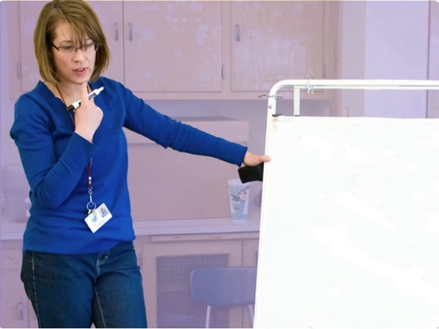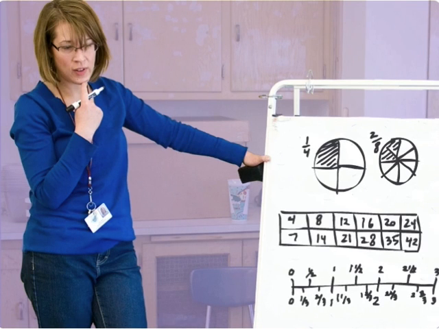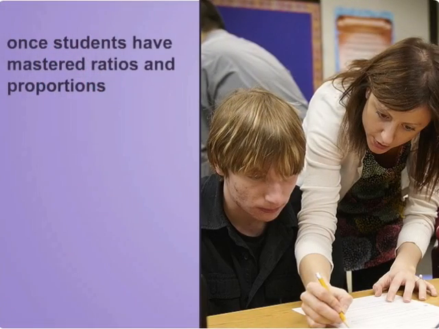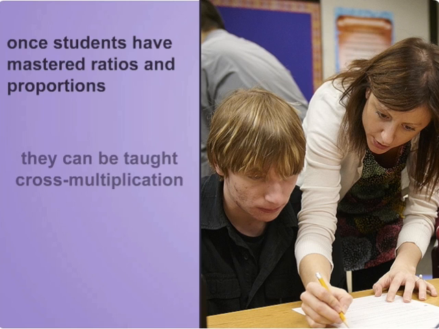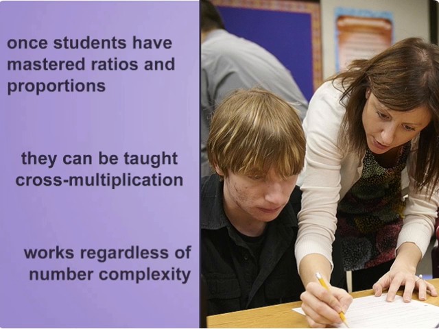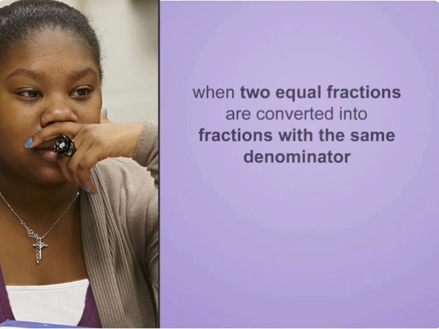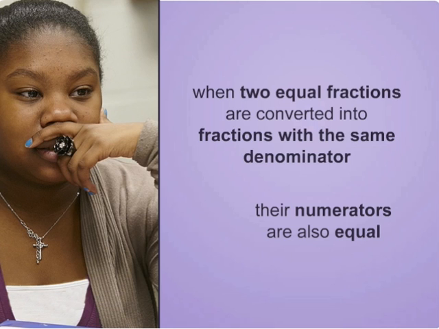Teachers should encourage use of a variety of strategies and visual representations, including drawings, ratio tables, and double number lines. Once students demonstrate that they can reason their way through problems involving ratios and proportions, they can then be taught cross-multiplication as a procedure that works regardless of the complexity of the numbers within ratios. Cross-multiplication is based on this principle. When two equal fractions are converted into fractions with the same denominator, their numerators are also equal.